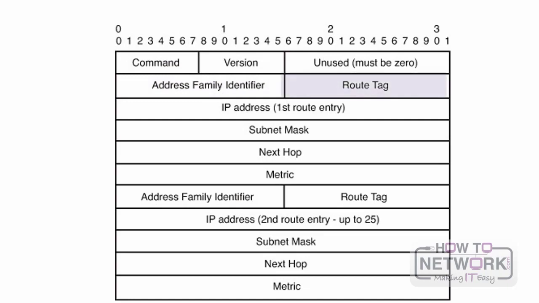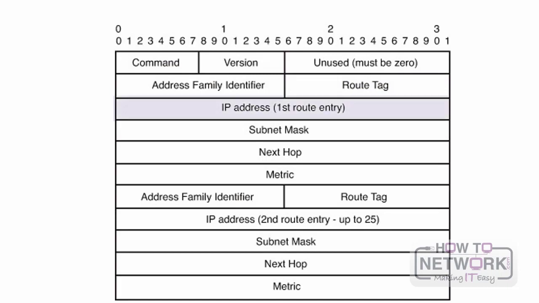Route tag. Route tags provide a method for distinguishing between internal routes, which are learned by RIP, and external routes, which are learned from other routing protocols. You can add this optional attribute during the redistribution of routing protocols.